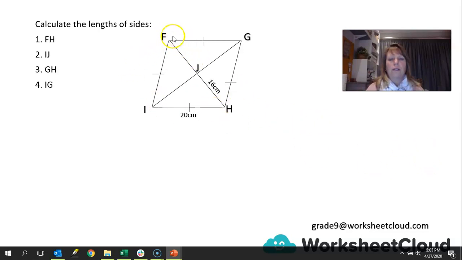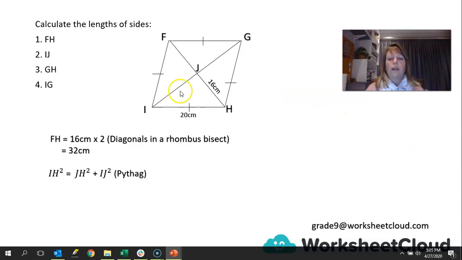FH is this whole diagonal, and we know that FH is 16 times 2 because diagonals in a rhombus bisect each other. So we know that this half of the line is equal to that half of the line. So that 16 plus 16 is going to give me 32 centimeters. Right. The next one we have to work out is RJ.